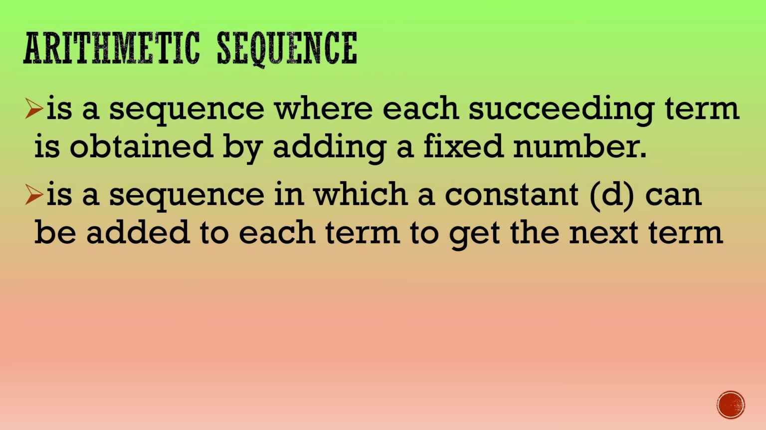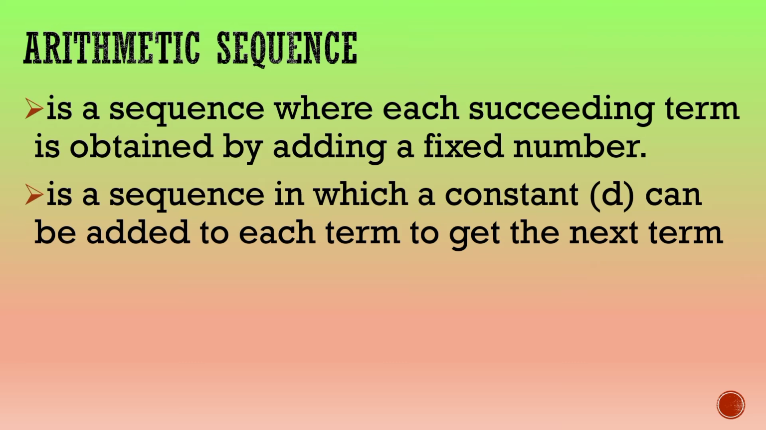So, pwedeng ang una nyong makita o ang una nyo nabasa ay yun yung meaning natin. Maaaring makita nyo naman sa internet o kaya naman sa ibang books yung second definition natin. But, ano yung pinakang common nila? Fixed number, constant, same. So, iisa lang yung pakahulugan natin doon. So, to get the next term or the succeeding term, we have to add a fixed or constant number.